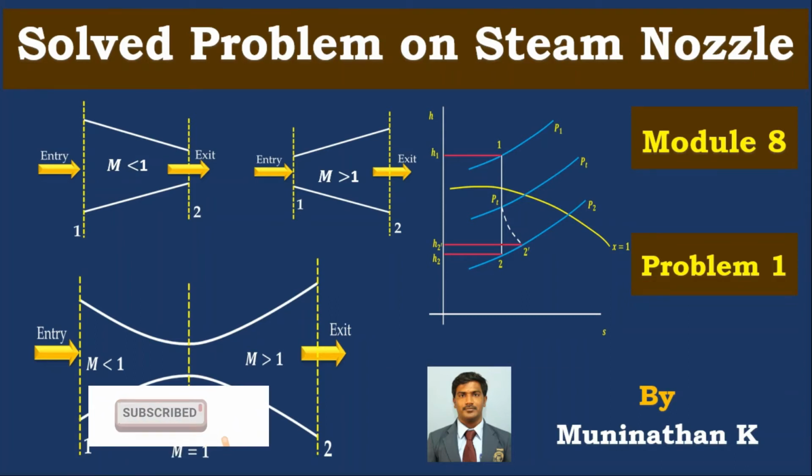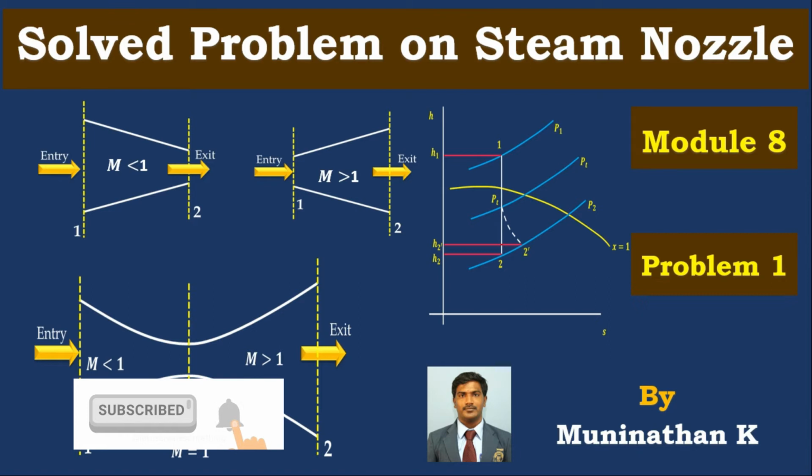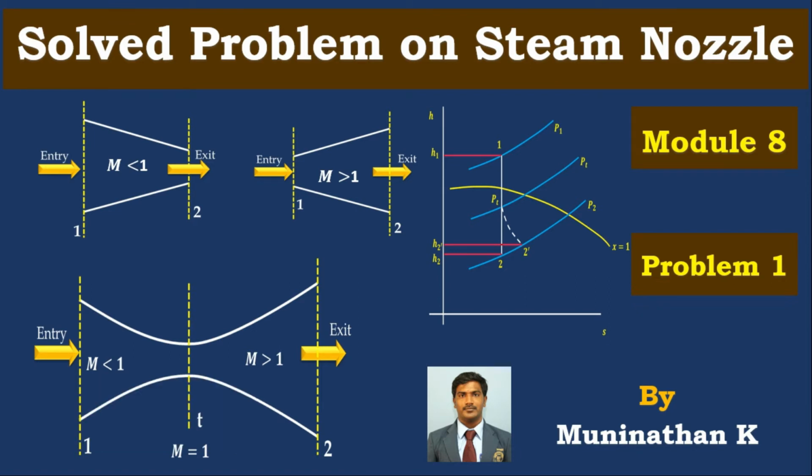In this lecture, we are going to discuss a problem on steam nozzle. To solve this problem, we are going to use steam table as well as Mollier chart. How to solve a problem using steam table and using Mollier chart, that we are going to discuss in this problem. We are planning to solve 7 problems with different parameters for better understanding. Today we will discuss problem number 1.